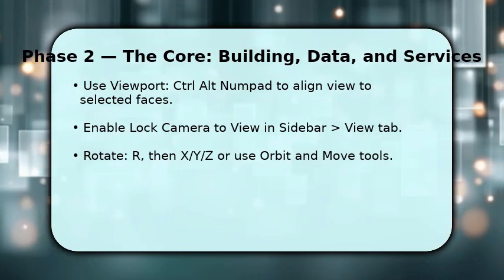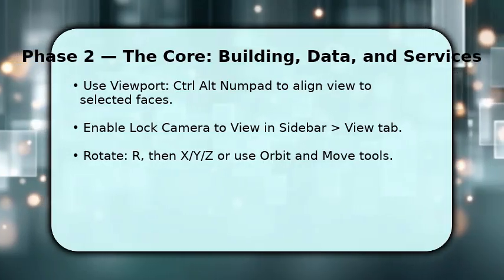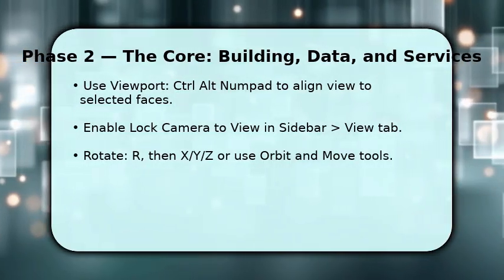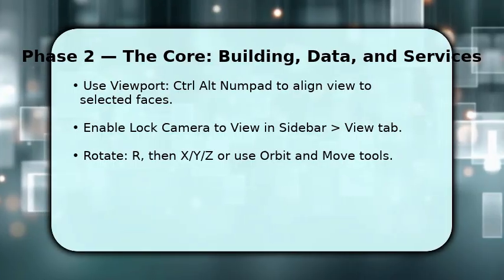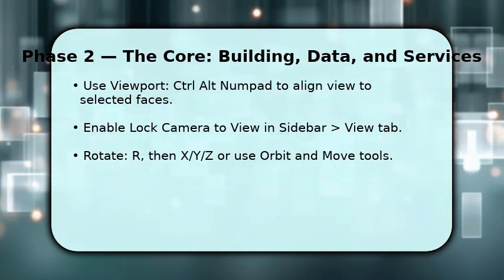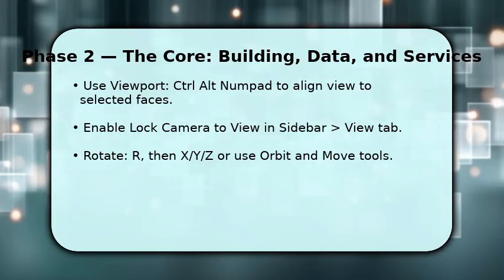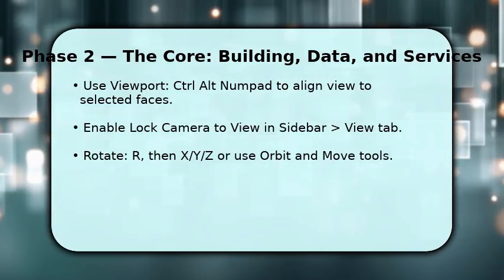Now you change the angle efficiently by aligning the camera to a viewport orientation and locking it. Move the viewport to the angle you want using Orbit, then enable Lock Camera to View in the sidebar so the camera follows your viewport navigation.